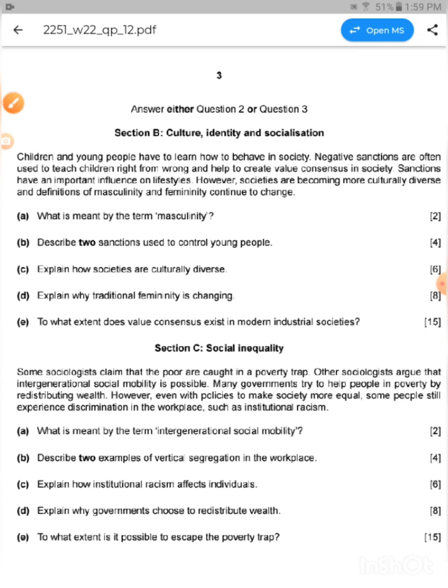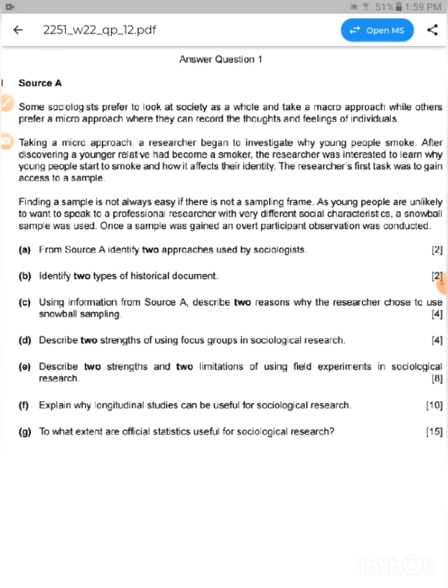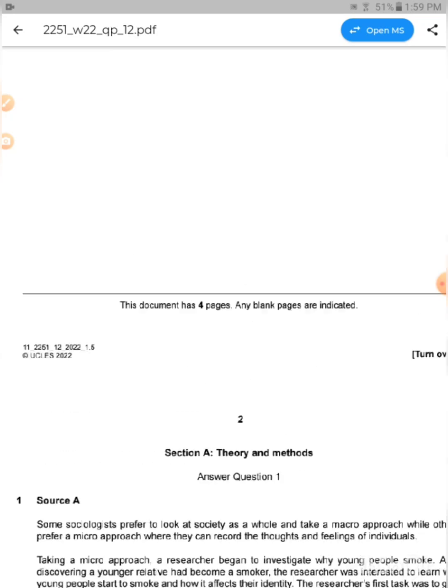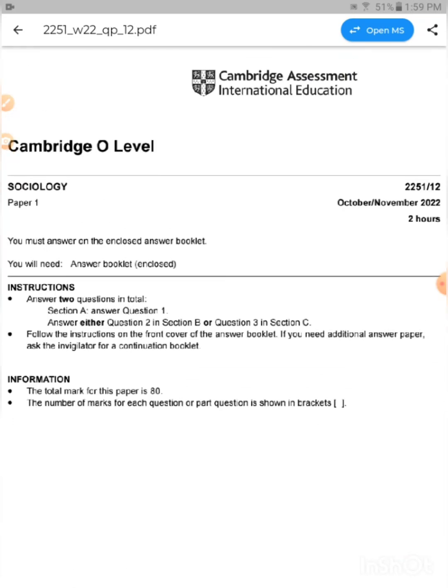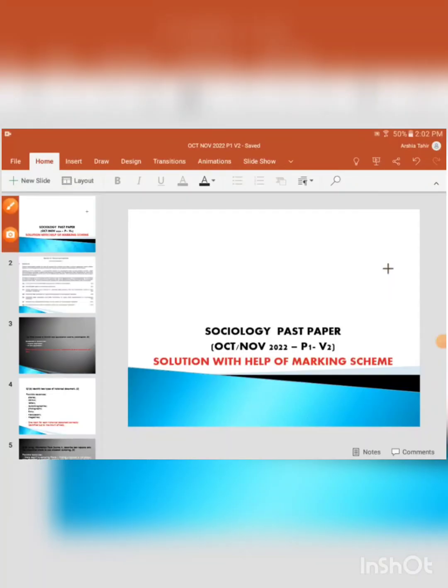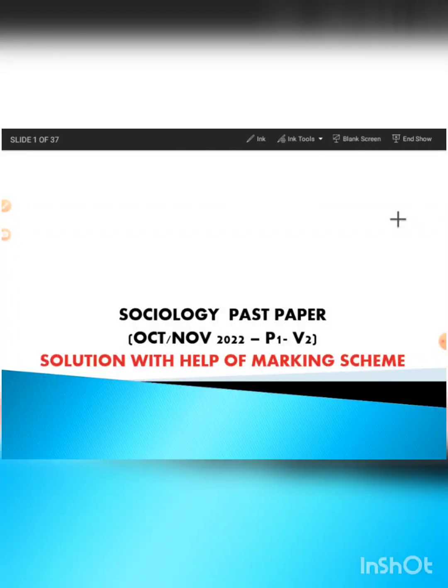Okay, so this is basically P1 that we are going to thoroughly discuss in our video. Let's move on and check how we can attempt this paper. I have created a PowerPoint slide to explain to my students, so let's move on to the slideshow view.